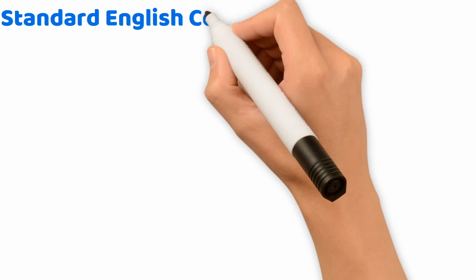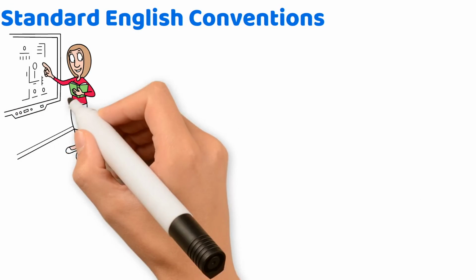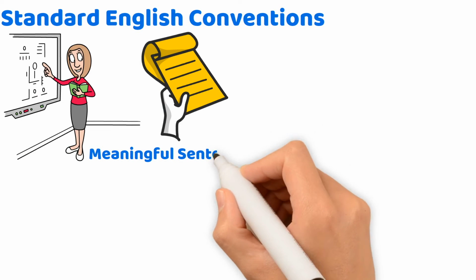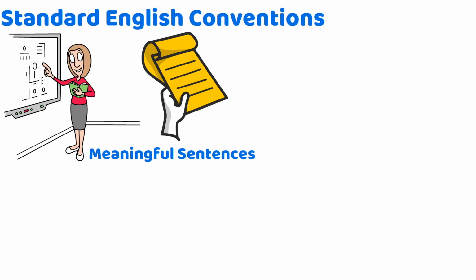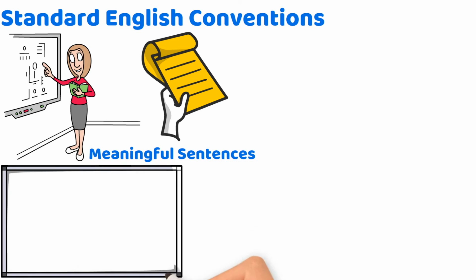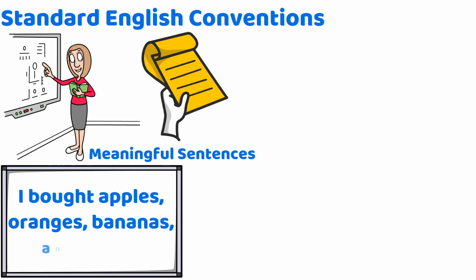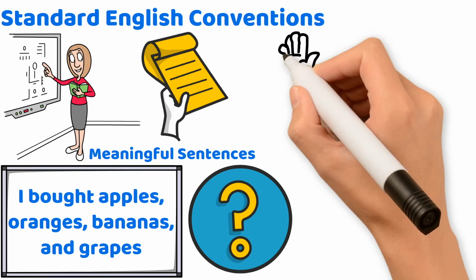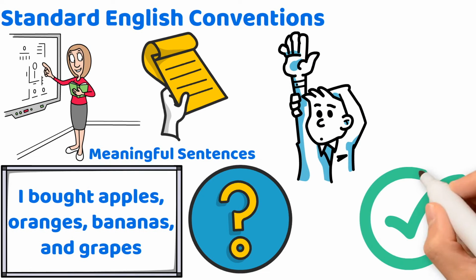Understanding standard English conventions is crucial for teaching elementary students. These rules govern how words are used to create meaningful sentences. For example, proper comma usage in lists is fundamental. I bought apples, oranges, bananas, and grapes. On test day, look out for questions that ask you to correct or identify errors in sentence structure and punctuation.